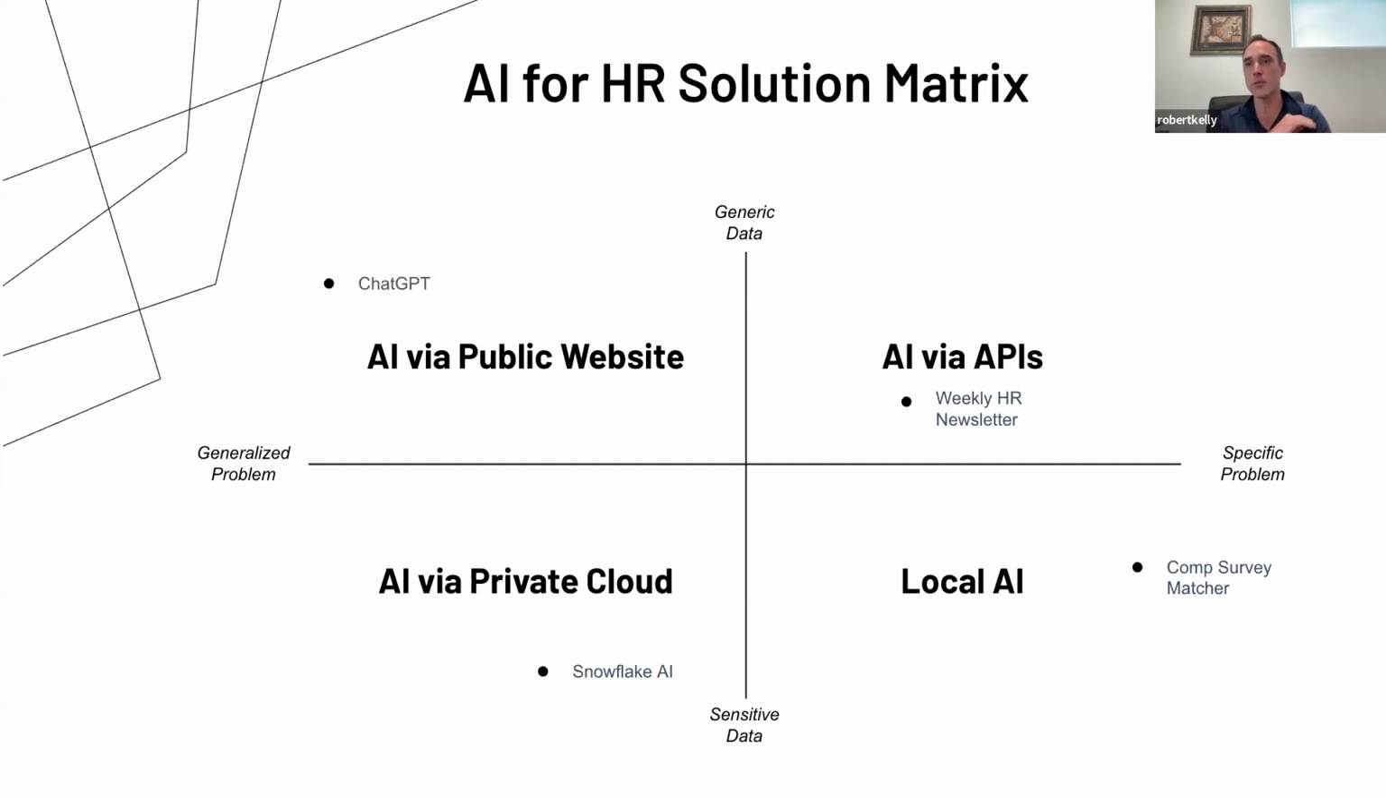If we plotted out how specific a problem is, like an HR problem, from more generalized to more specific on an x-axis, and then intersected that with a y-axis that plots how generic or sensitive the data is that you're putting into an AI solution, we think that cuts solutions into 4 quadrants. So let's talk through those quadrants. This is the decision set framework for how to build a tool for HR. So let's start in the top left.